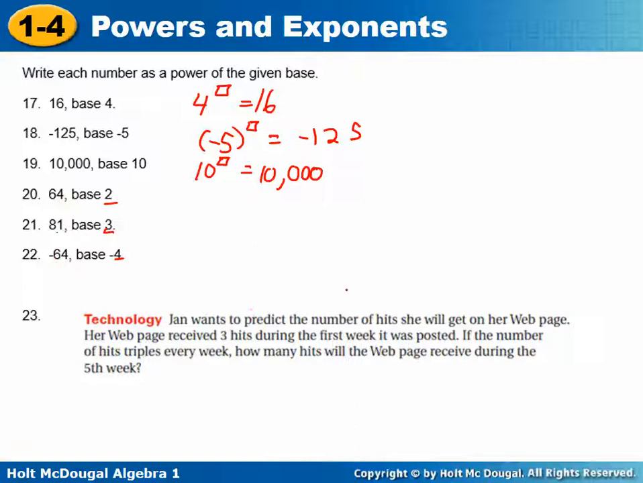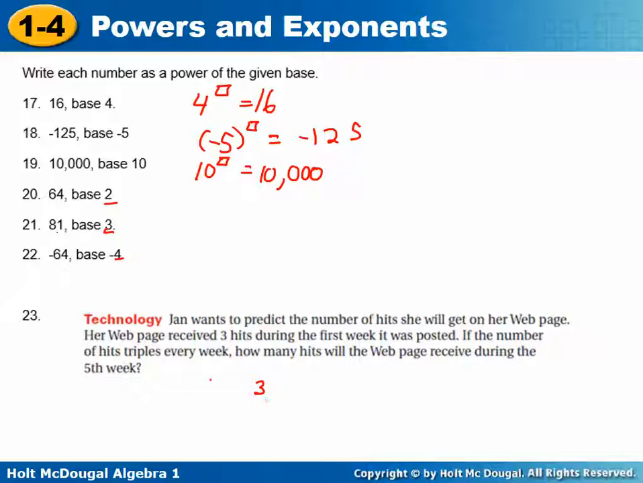23 is on the worksheet as well. This says, Jan wants to predict the number of hits she will get on her web page. Her web page received 3 hits during the first week it was posted. Okay. If the number of hits triples every week, how many hits will the web page receive during the 5th week? So it triples.